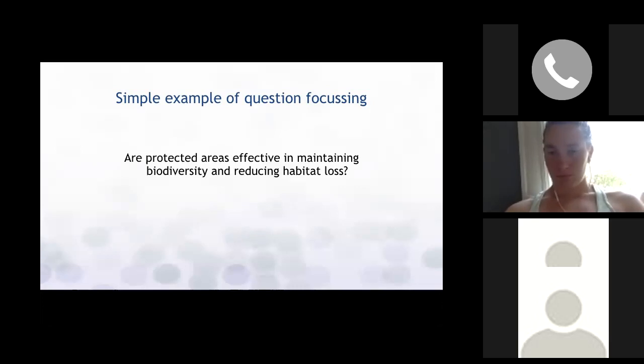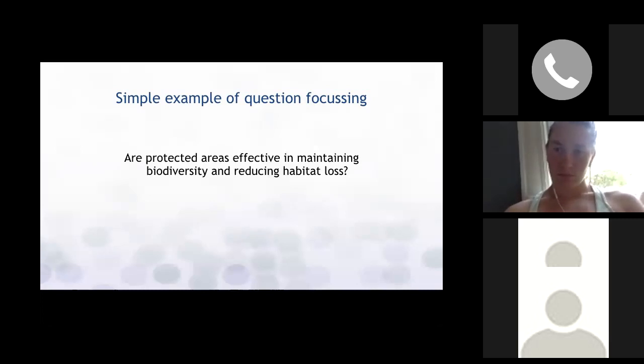And then maintaining biodiversity. How are we measuring biodiversity? What scale of biodiversity? And then reducing habitat loss. How could that be construed? How are we looking at habitat loss? What counts as loss? Is there a threshold? So these are the types of questions that you can imagine somebody who looks at your paper would read your question and say, okay, well, now I have this question. How would you answer it?